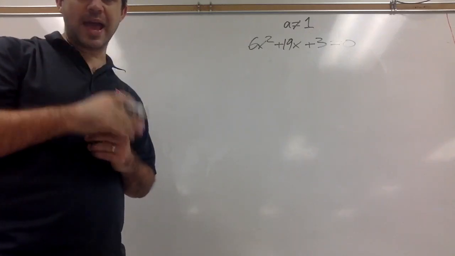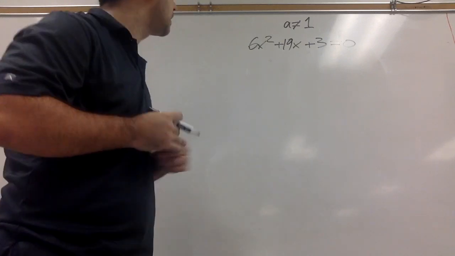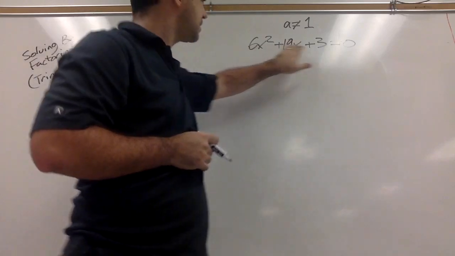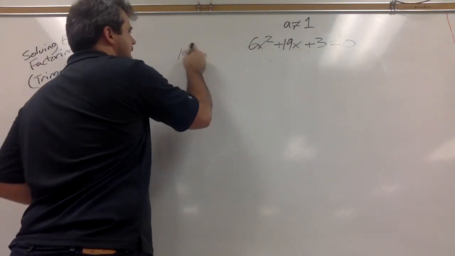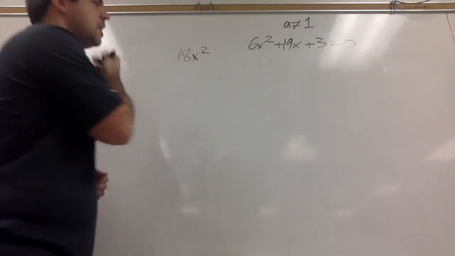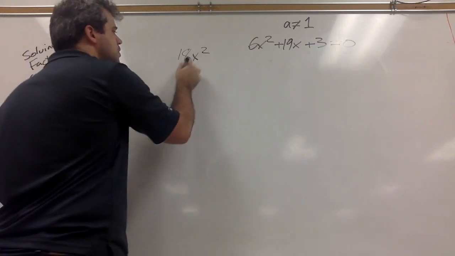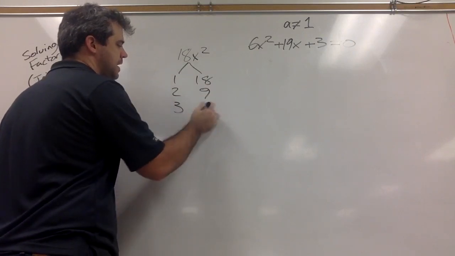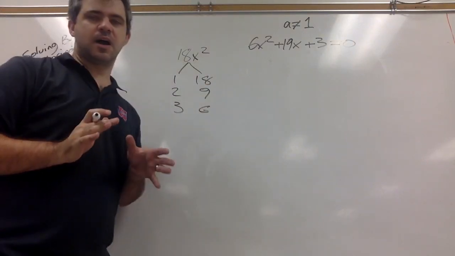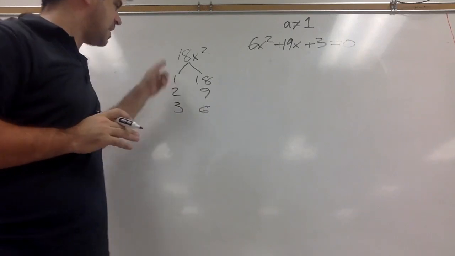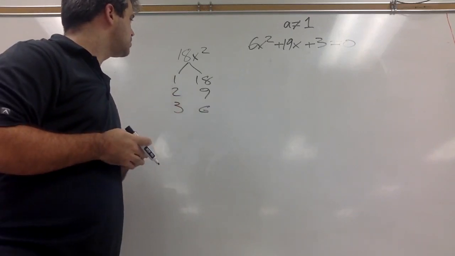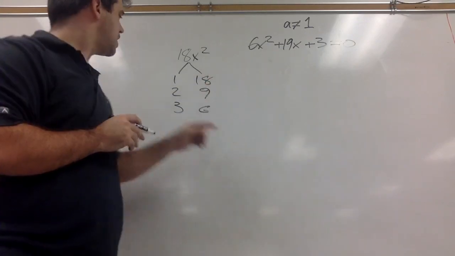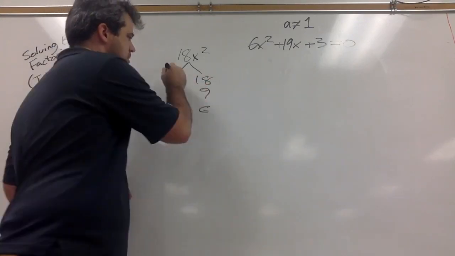All right. One more example where a doesn't equal 1. Okay, so we're going to take 6 times 3. It's going to be 18x squared. So 1 and 18, 2 and 9, 3 and 6. Now, this time, since it's positive, we actually are trying to add to 19. Okay, so which one adds to 19? Well, looks like it's this one.